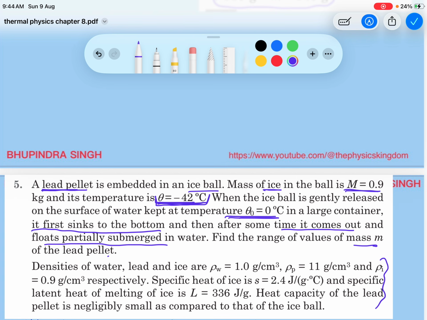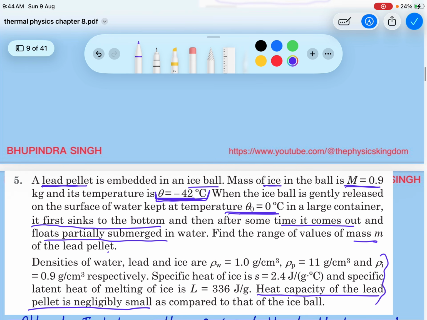Okay. Now but here from this language only we should understand, they are saying what can be mass of a lead pellet, and very important information is heat capacity of lead pellet is negligibly small. It means the amount of heat absorbed by lead pellet is very less, right? Okay, now let's do it. Now first the approach, as I can see from the question, it should be what, beta? So initially it sinks, means initially gravitational force should be greater than buoyant force, right? And when it sinks, because of its very less temperature, it is absorbing heat from outside water, right?